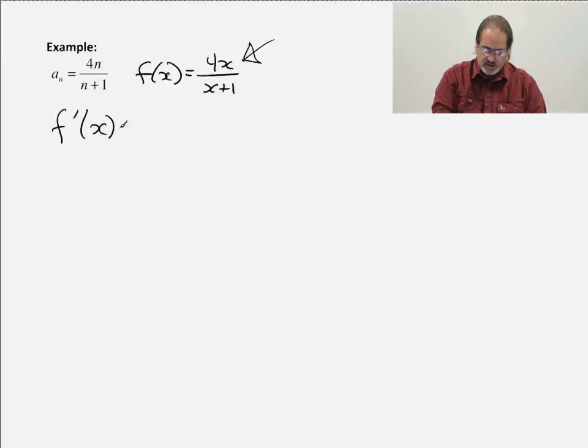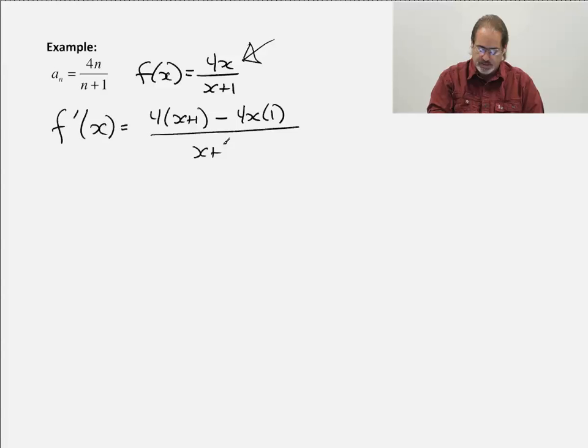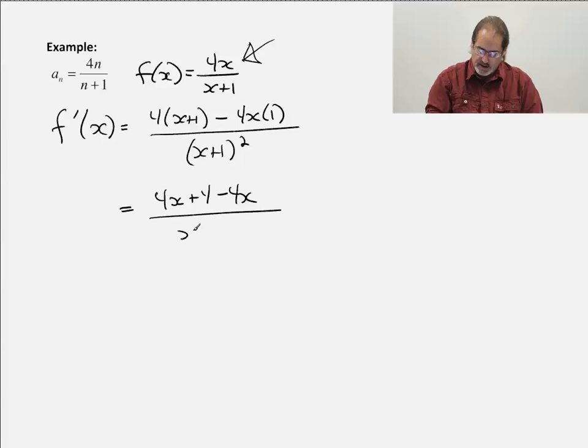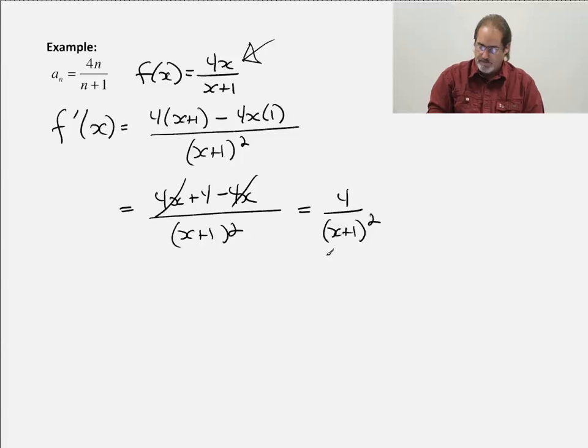f prime of x equals 4 times (x plus 1) minus 4x times 1, divided by (x plus 1) squared. Well, that's going to be 4x plus 4 minus 4x over (x plus 1) squared, which obviously the 4x cancel, which is 4 divided by (x plus 1) squared.